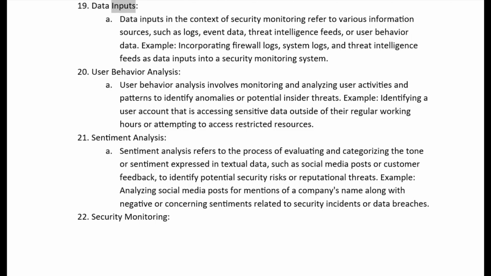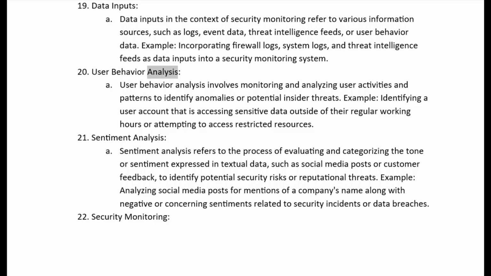Data inputs. Data inputs in the context of security monitoring refer to various information sources, such as logs, event data, threat intelligence feeds, or user behavior data. Example: incorporating firewall logs, system logs, and threat intelligence feeds as data inputs into a security monitoring system.